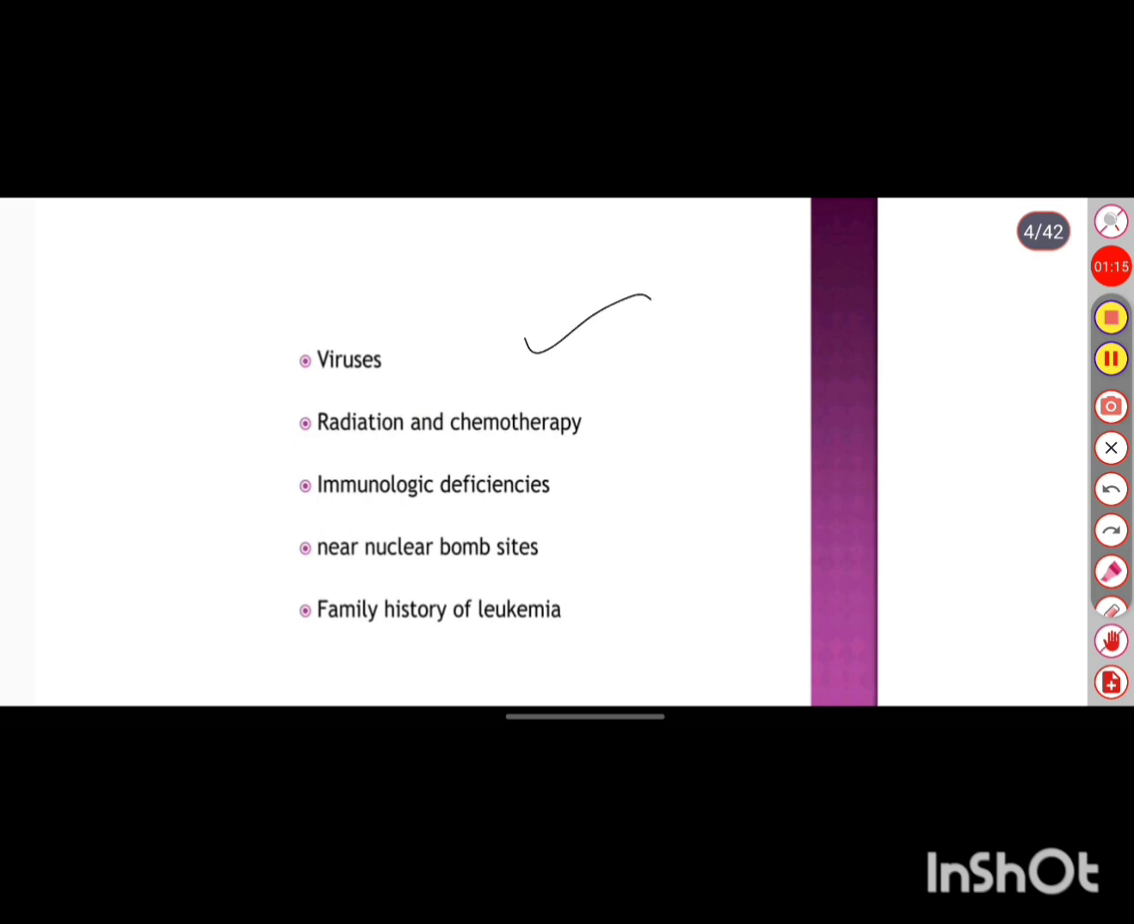Certain viruses, exposure to the radiation and any chemotherapy agents, immunological deficiencies, and people residing near nuclear bomb sites are more prone to getting this type of malignant disorders, and those persons who have a family history of leukemia are also affected, which is one of the risk factors.